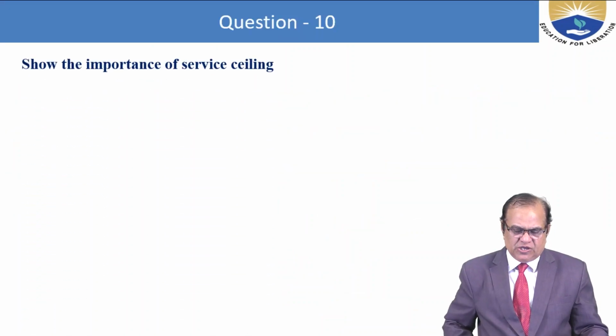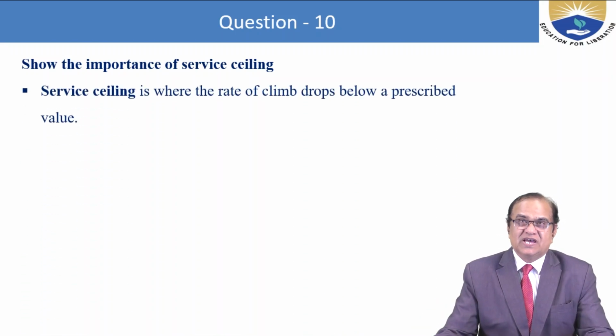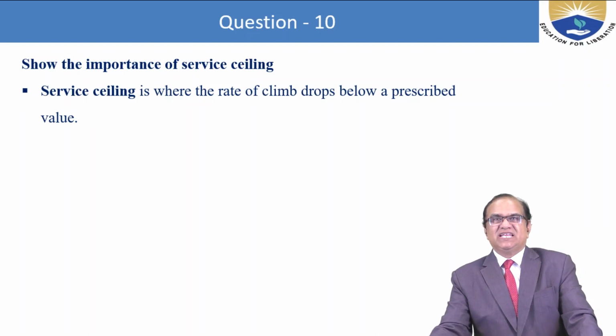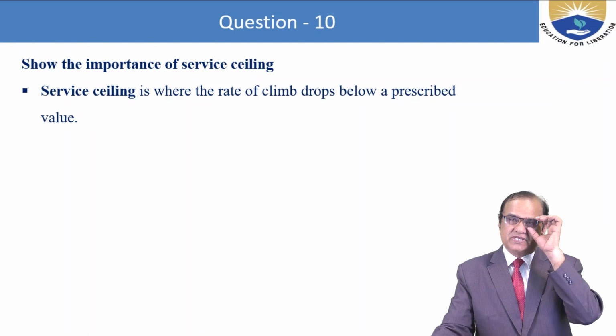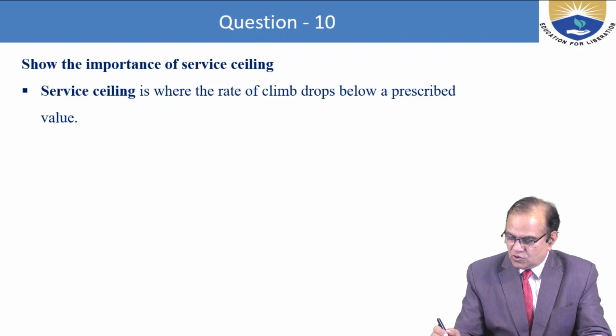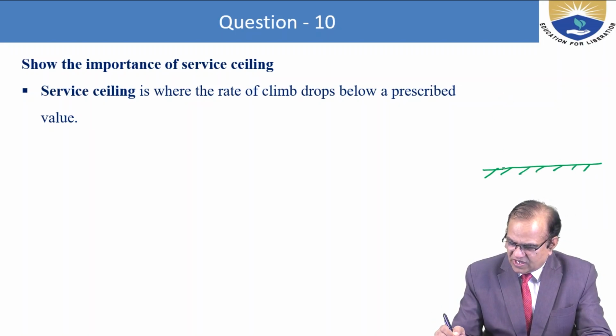Next we will discuss the importance of the service ceiling. Service ceiling is where the rate of climb drops below a prescribed value. So if your aircraft, this is the ground, and your aircraft is flying up to a certain altitude, here at this altitude the rate of climb is 100 feet per minute.